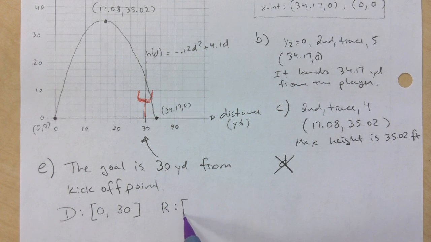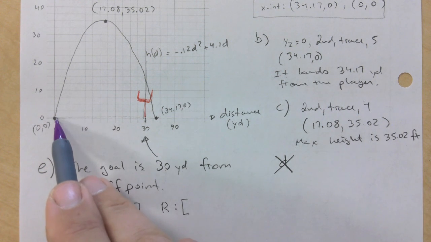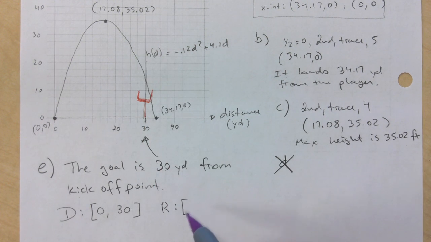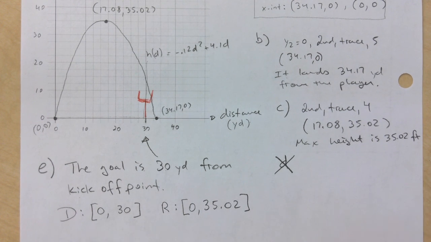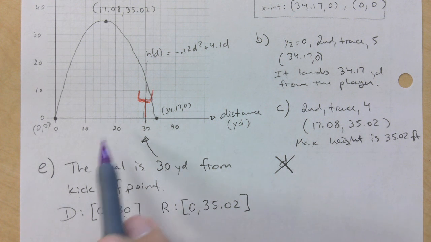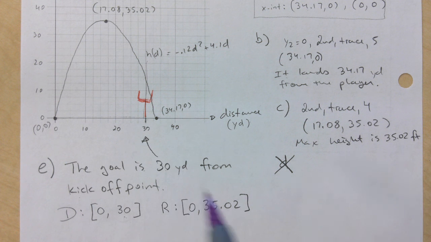And range would be still from 0 all the way to the highest point. So that one isn't affected. This is the highest point, and this is where I'm telling you, x-wise in terms of your x values, it ends when you get to the goal line. Okay.